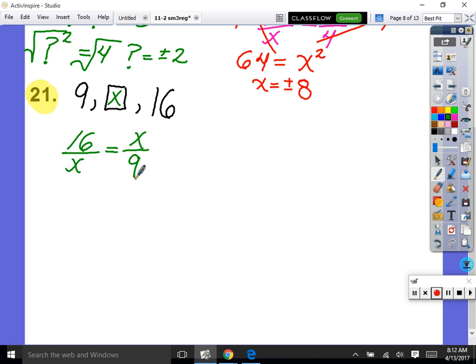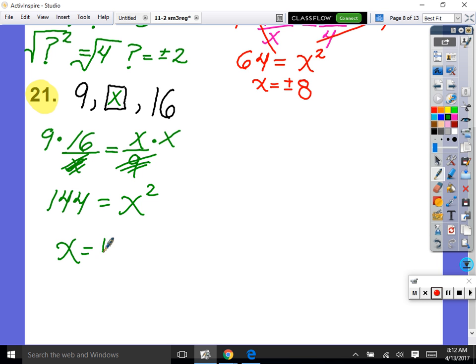What's 16 times 9? The 9 will divide out over here. Someone? 9 times 16? 144. Okay, cool. And then we multiply both sides by x, but it divides out over here, so that's why I'm not writing it. Or we're cross multiplying. Equals x squared. We square root both sides, so x is equal to plus or minus 12. So it could be plus or minus 12.